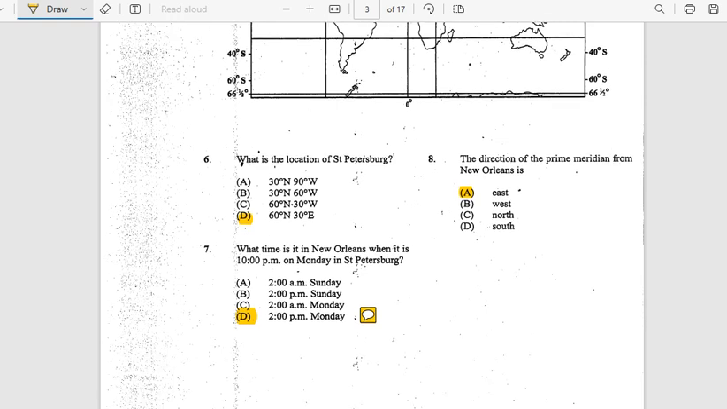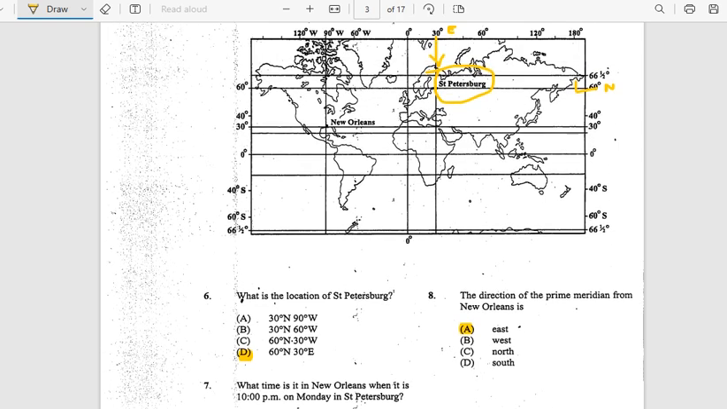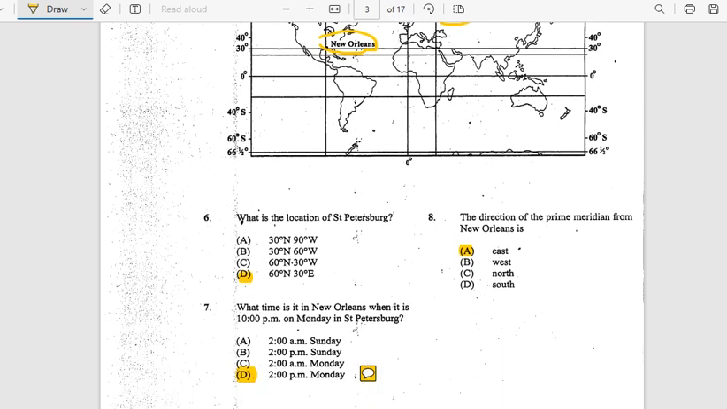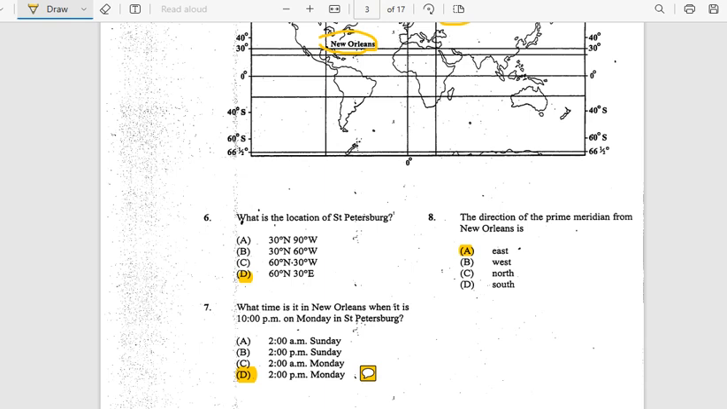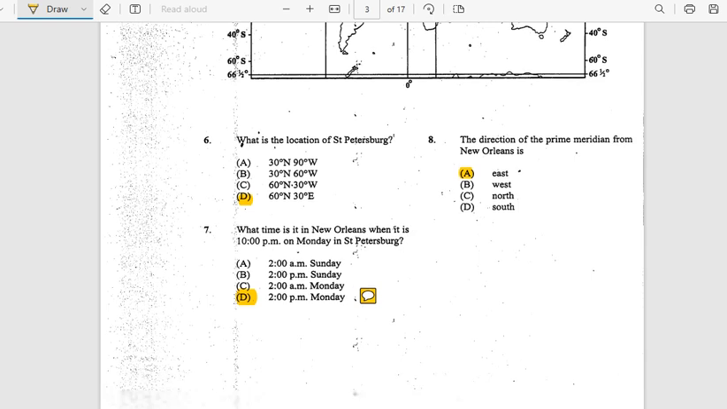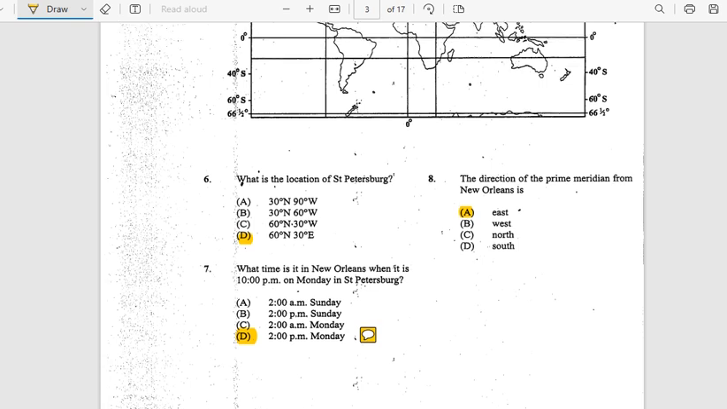Number 7. What is the time in New Orleans when it is 10 p.m. on Monday in St. Petersburg? So we have New Orleans right here, and we try to figure this out. New Orleans is at 40 degrees and St. Petersburg at 60 degrees. It's approximately 6 hours apart, around that. So the answer would be 2 p.m. on Monday.